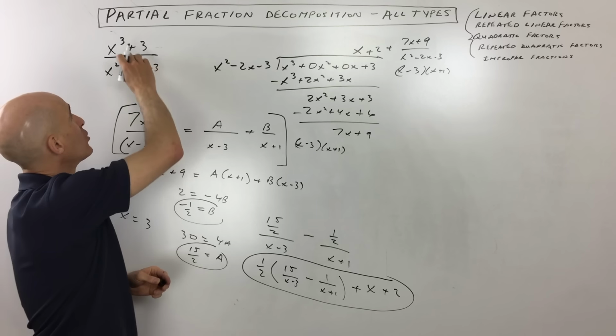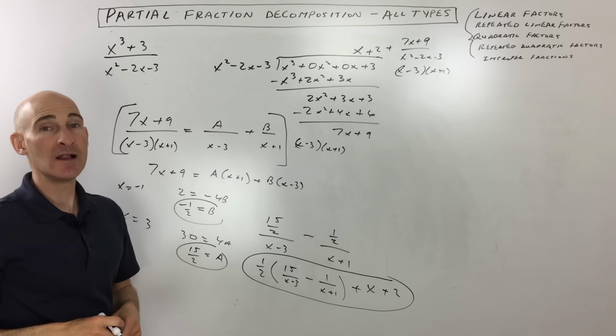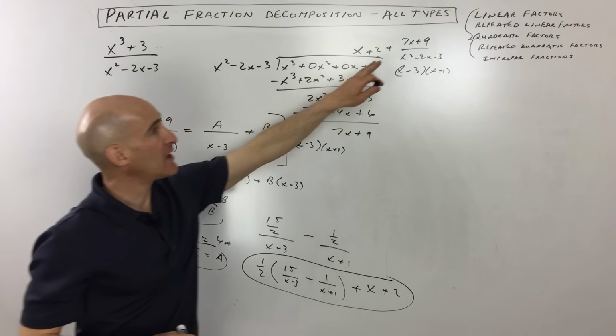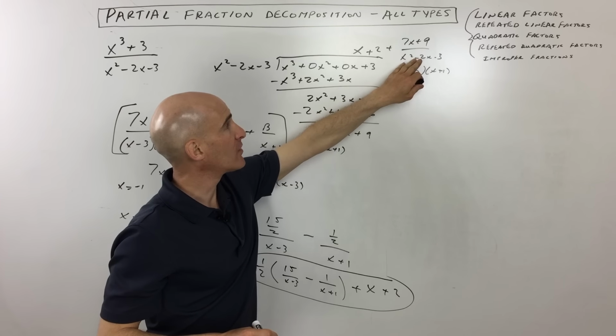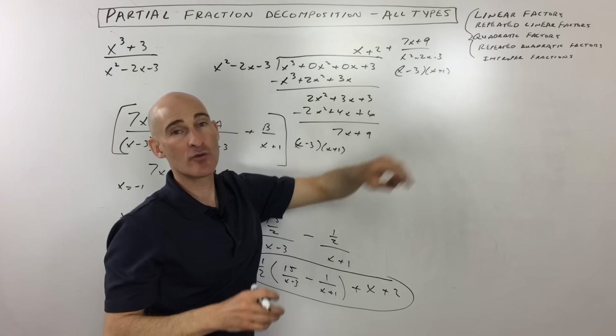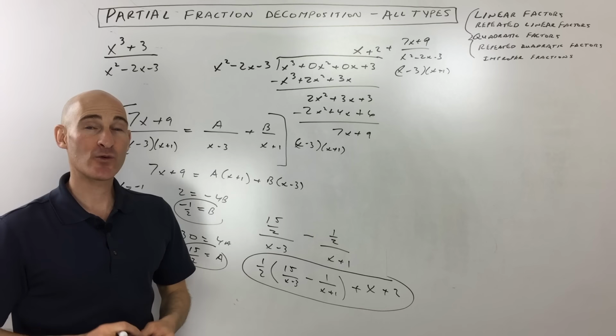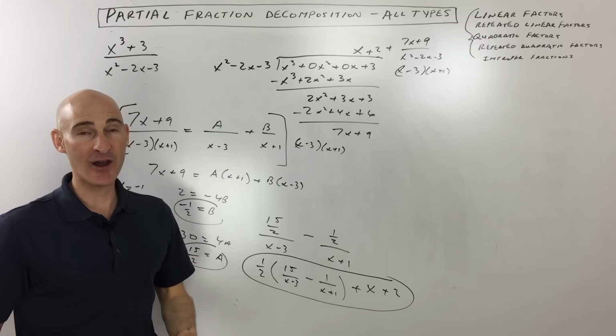We had to start by doing the long division because the degree in the numerator was the same or higher than the highest power in the denominator. But then we had to take the remainder, this fraction here, and do the partial fraction decomposition on it. So I hope this helped you to understand how to work with partial fraction decomposition better.